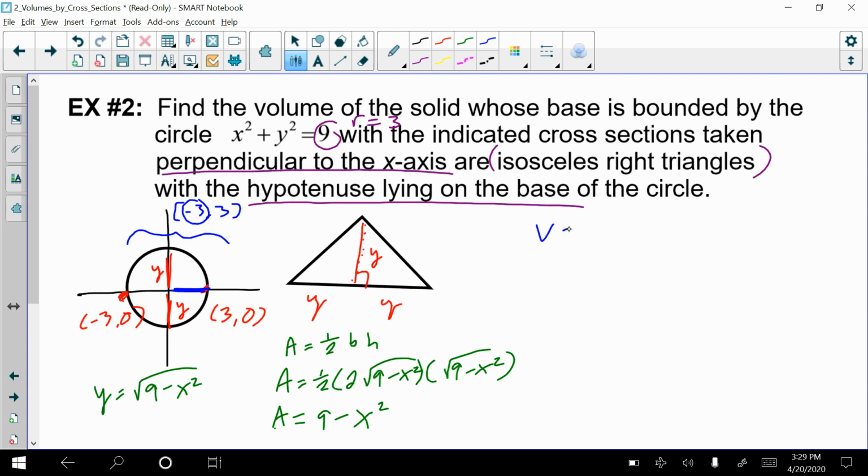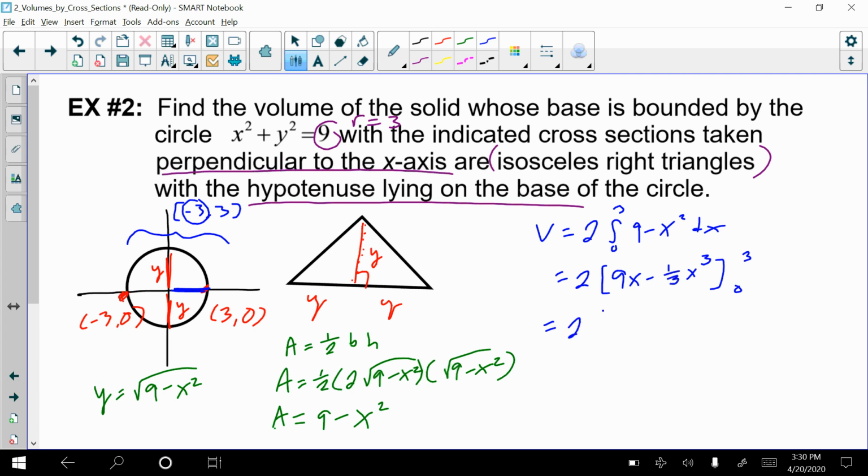I'm going to say the volume is equal to 2 times the definite integral from 0 to +3, and we have the area, 9 minus x squared dx. Now the integrand itself is already simplified. It can't really get any simpler than what it is, so we can go ahead and take the antiderivative: 9x minus 1/3 x cubed, evaluating it from 0 to +3.